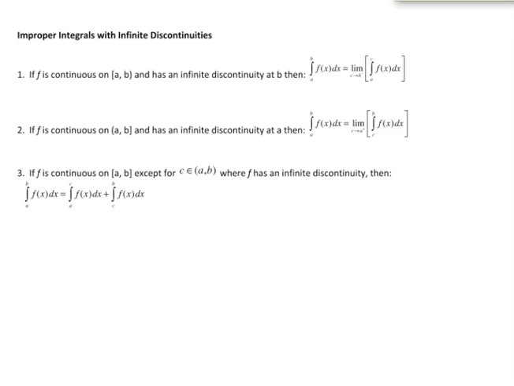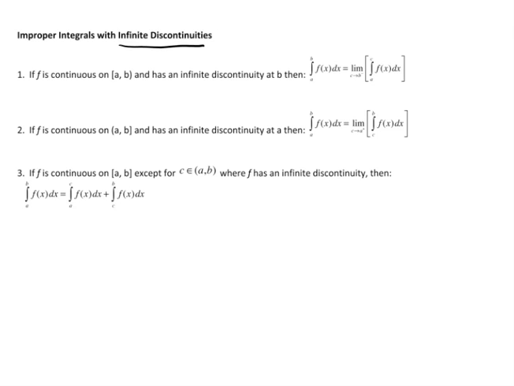Now that we've looked at improper integrals that had infinite intervals, let's take a look at what happens if we have a situation that has an infinite discontinuity. So this first example, we have f continuous on the half-open interval a to b, and it has an infinite discontinuity at b. Then the integral from a to b of f of x dx is actually equal to the limit as c approaches b from the left of the integral from a to c of f of x dx.